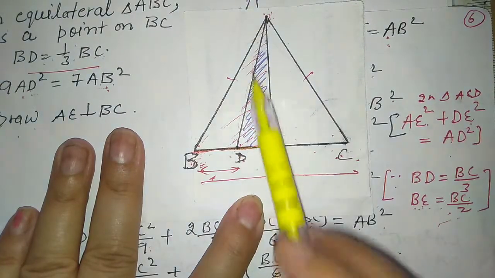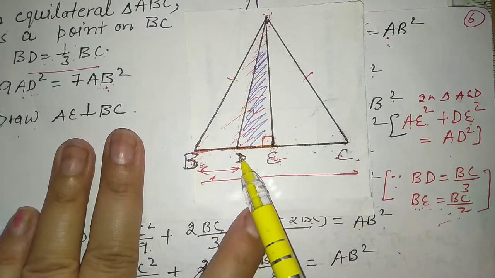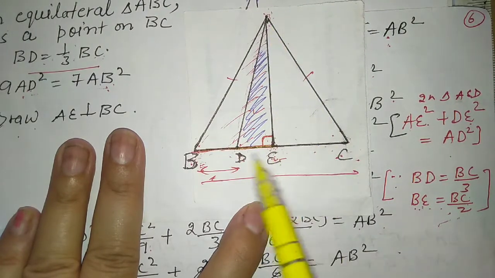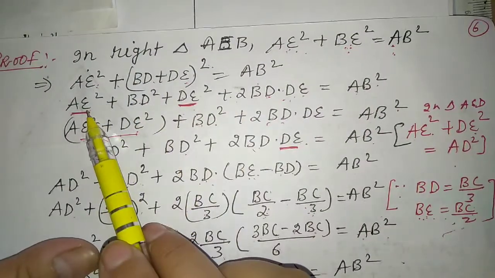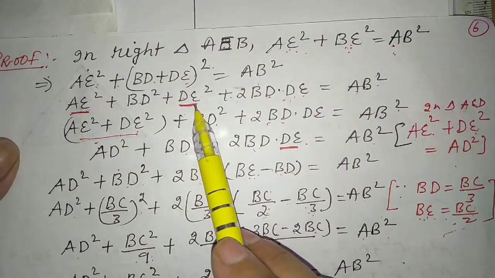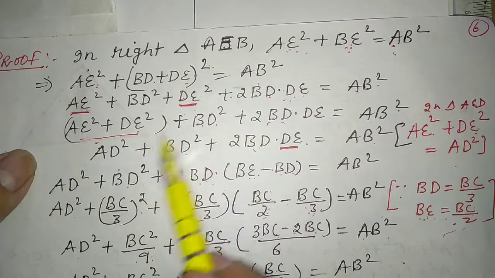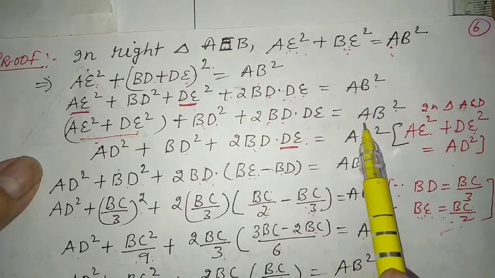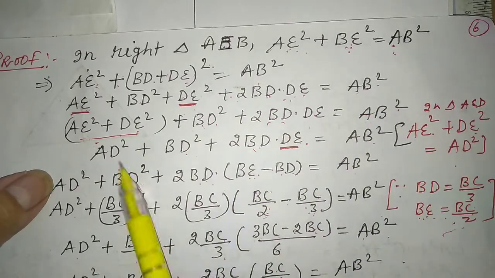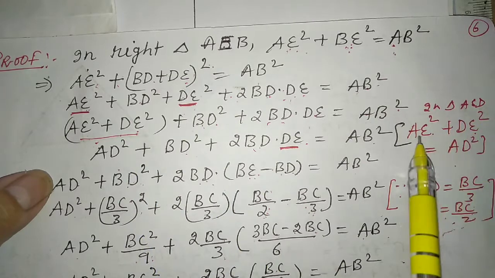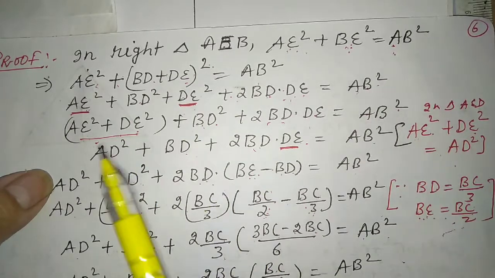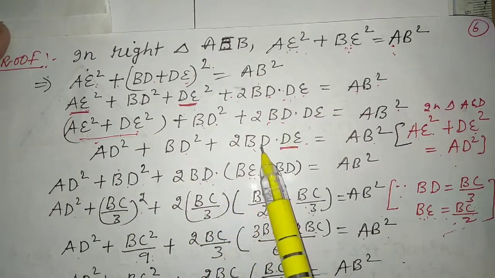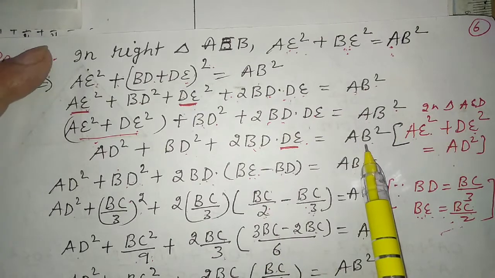This is 90. So AD square is the hypotenuse. For this we require the sum of the other two sides, that is AE and DE. AE square and DE square we will put in one bracket. BD square as it is, 2BD into DE as it is, AB square. Because in triangle AED, AE square plus DE square is equal to AD square. So AE square plus DE square can be replaced by AD square plus BD square plus 2BD into DE, that is equal to AB square.